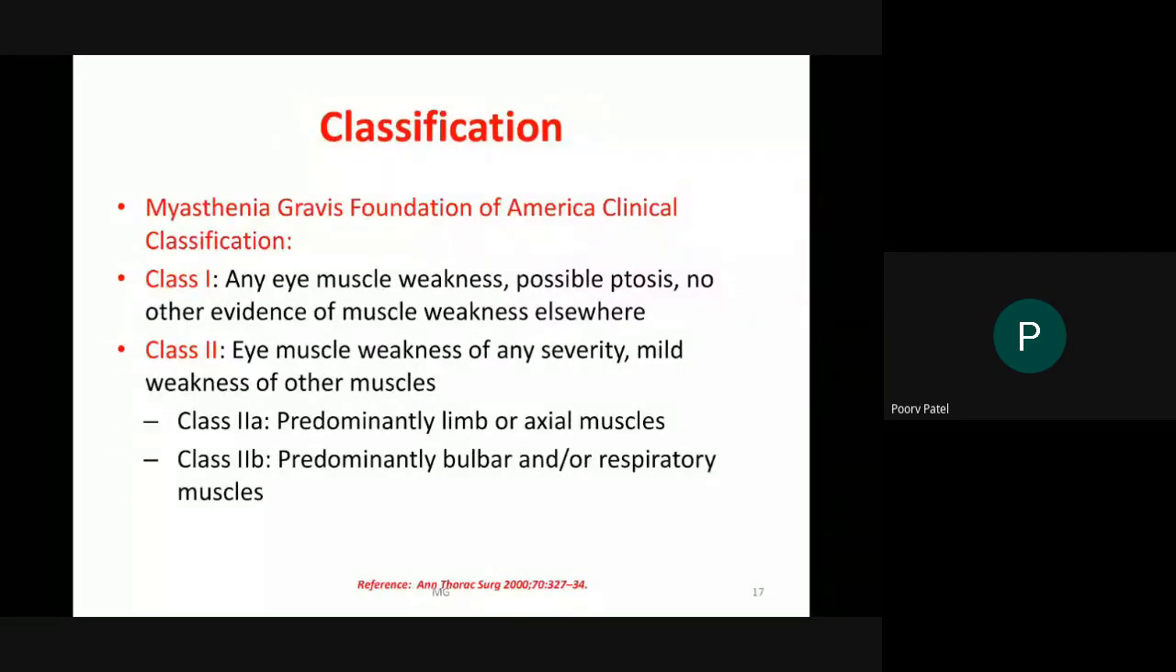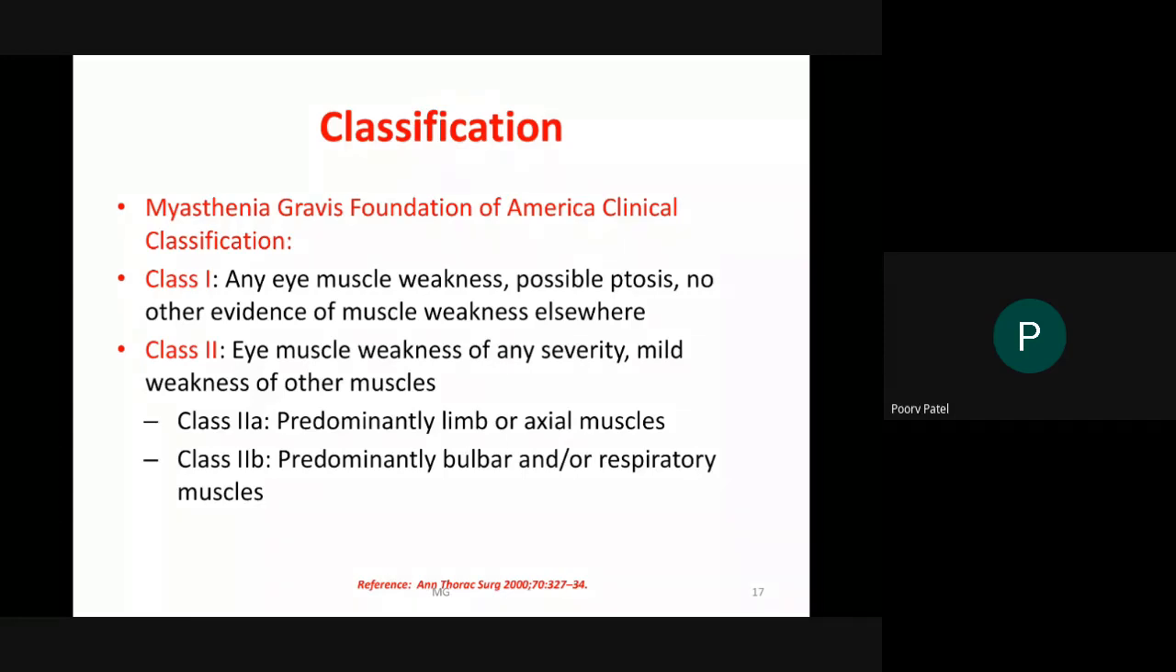Coming to classification, the main aspect. There are 5 classes, and within 2, 3, and 4, there are 2 further classifications. It all depends on the involvement of the body part, which body part is involved. The Myasthenia Gravis Foundation of America clinical classification suggests class 1: eye muscle weakness, possibly ptosis, no other evidence of muscle weakness elsewhere. If muscle weakness is only in the eyes, that is termed class 1.